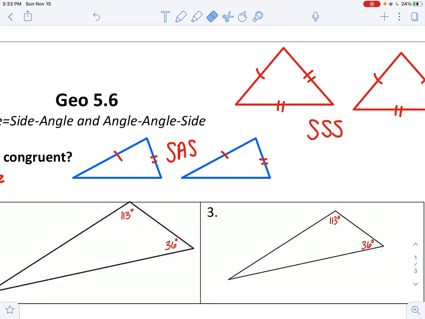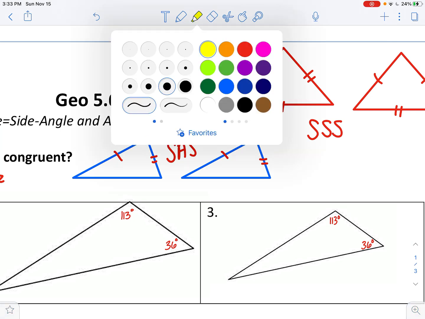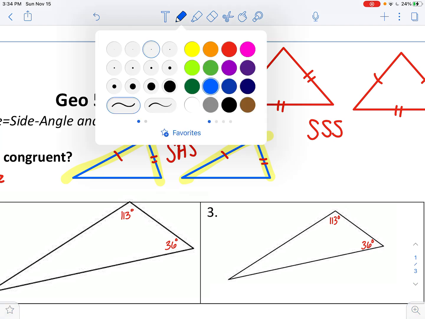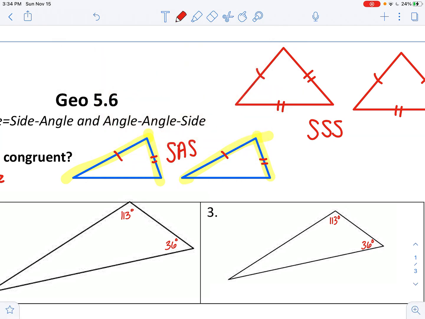because remember, we're looking at two sides and what we call that included angle. So if I look at where those two sides meet up, right in between those two sides, that's where my included angle needs to go. Just as the name implies, the angle is in between the two sides.